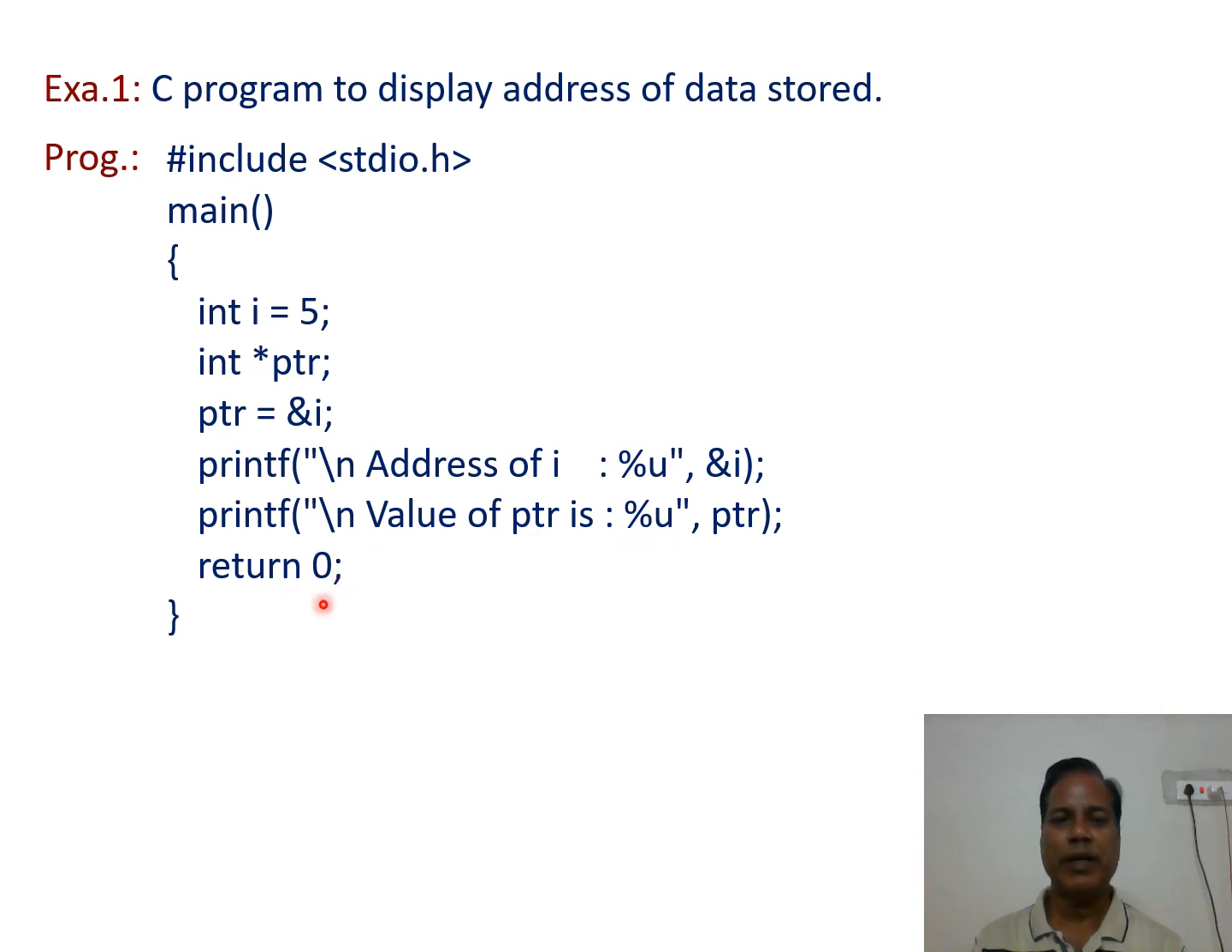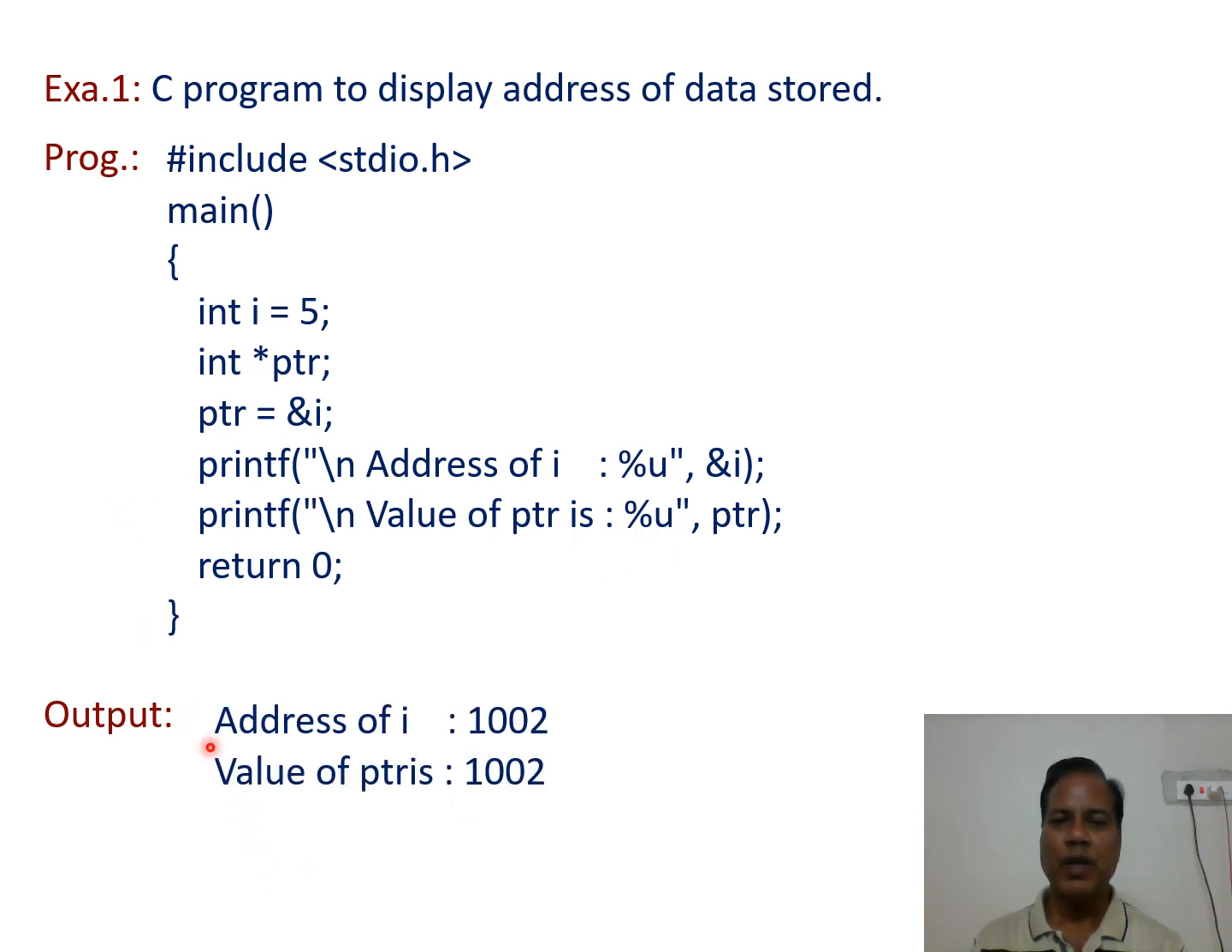Then the return statement is the last statement of our program, and it tells the operating system that the program is executed properly. Now whenever this program is run, we get the address of i, and this is a random number, and the same number is the value of ptr, because ptr stores the address of the variable i.